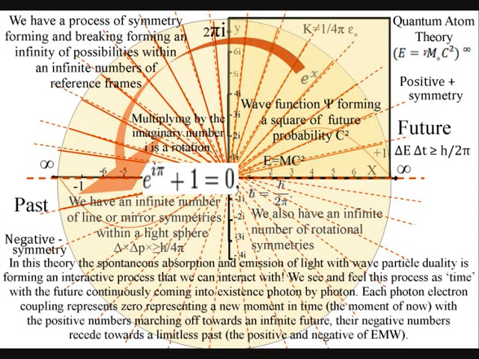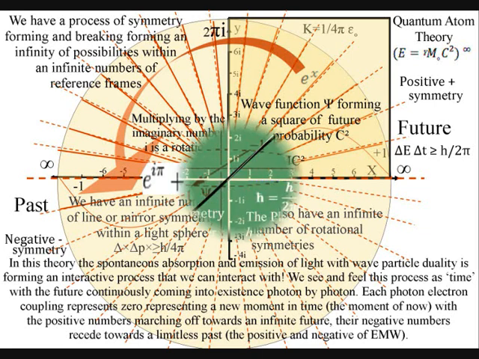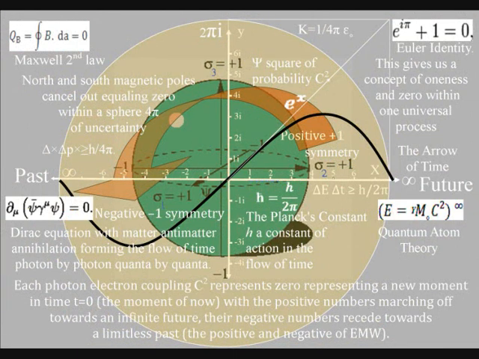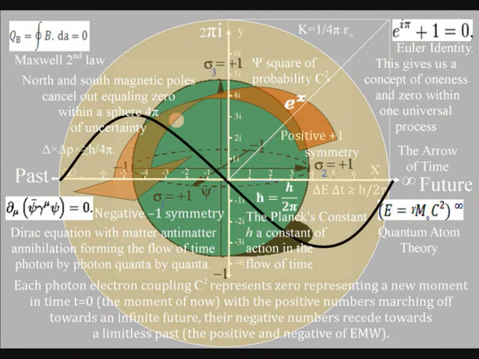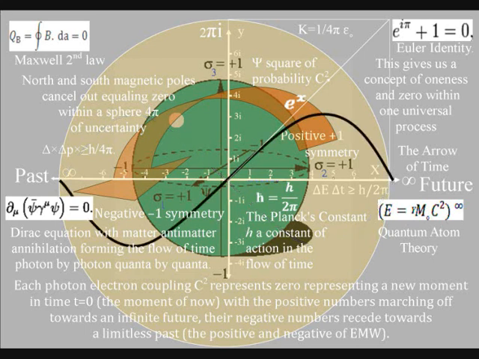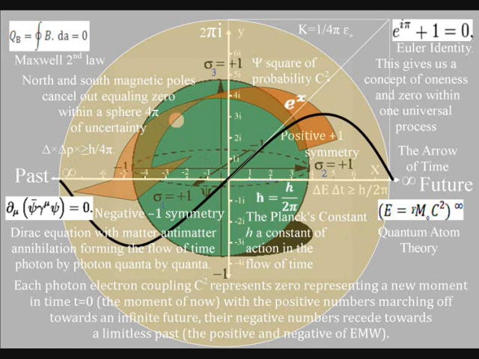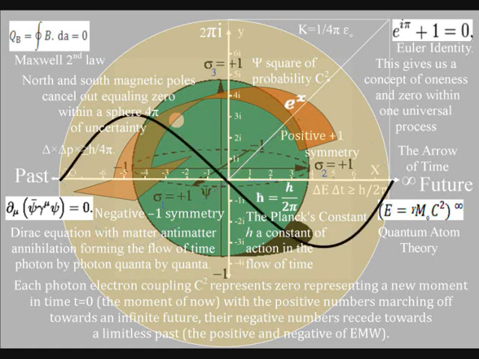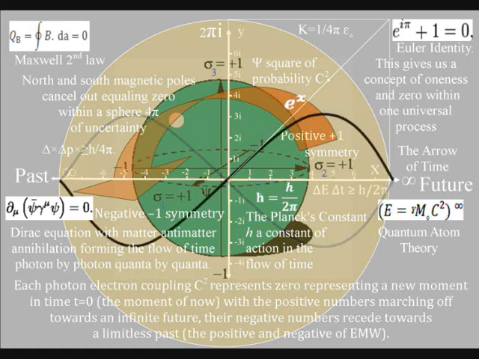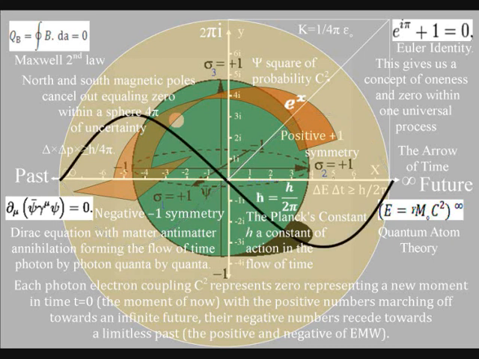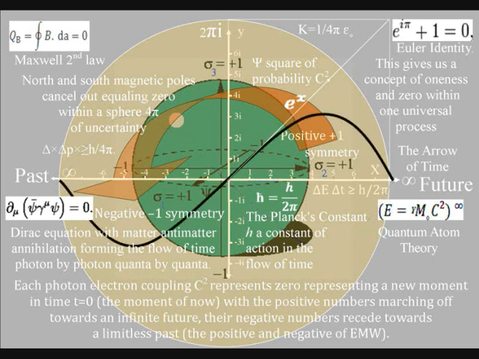This diagram shows the complex plane with the positive and negative numbers, and the imaginary numbers going off at right angles, with 0 in the center. This still represents the geometry of a physical process. The 0 represents 0 time, or t equals 0, the moment of now, formed by light interacting with matter, with the positive numbers marching off, forming a potential future with a square of probability, and the negative numbers receding towards a limitless past, representing the positive and negative of electromagnetic waves.